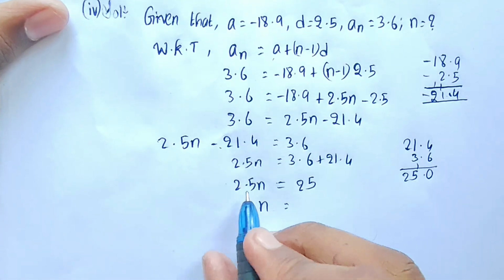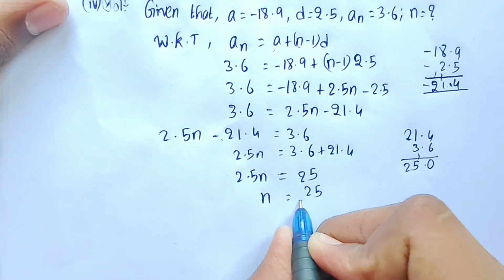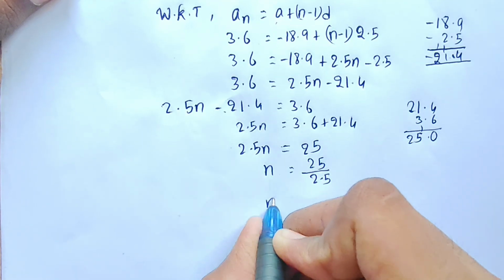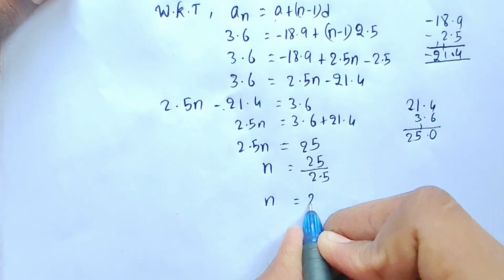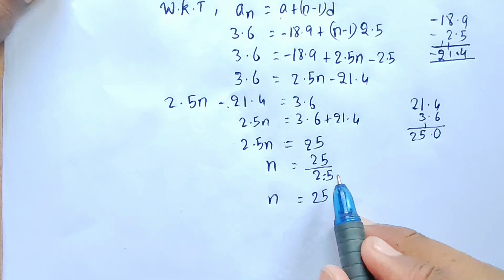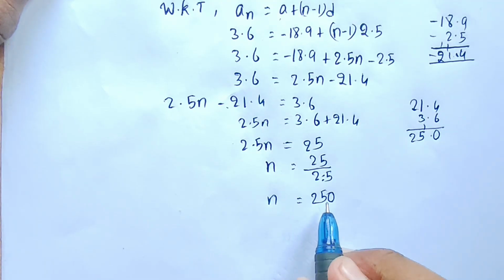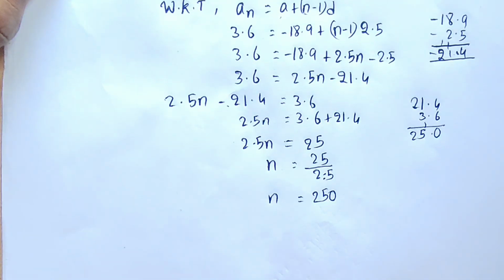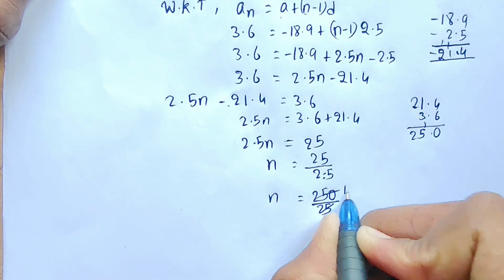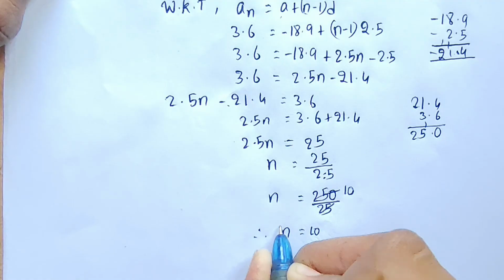n is equal to, if you transpose 2.5 to the right side, it becomes divide: 25 by 2.5. n is equal to, if we remove the point from the 2.5, it gets a 0 for the numerator, 250 by 25. 25 ones are 25, 25 tens are 250. Therefore, we got the value of n is equal to 10.